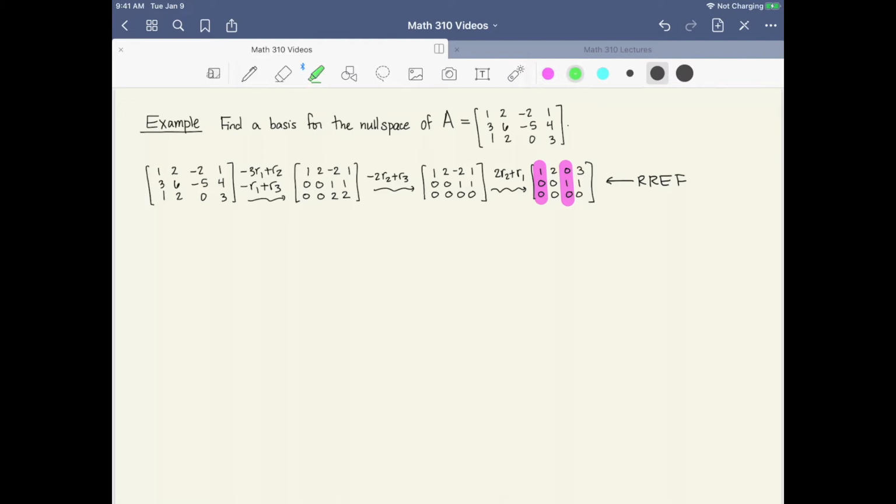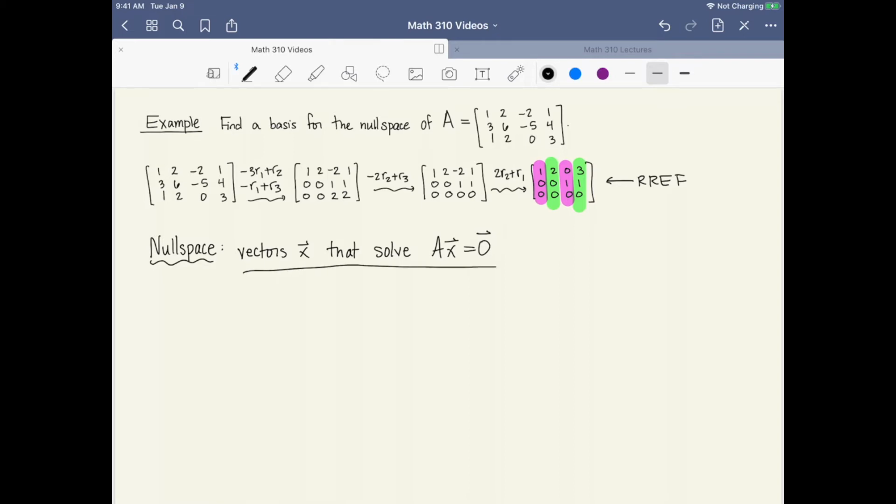And then I also have two other vectors, the ones that I've highlighted in green. These are the two vectors that can be written as linear combinations of the previous two vectors. One thing that's important to keep in mind as we do this null space problem is what the null space is. The null space is the vector space of the vectors x that solve the equation Ax equals 0.